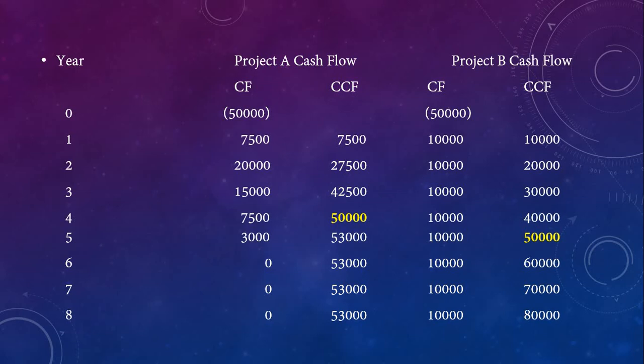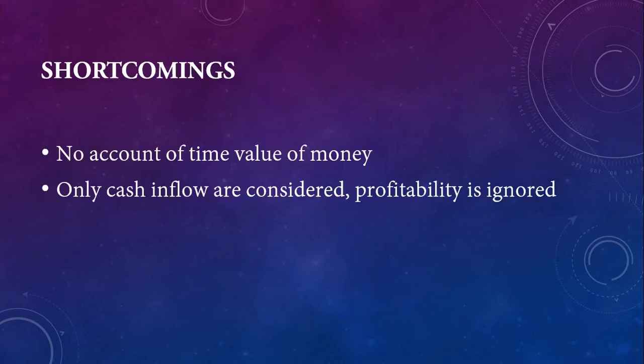So in project A, we can see the cumulative cash flow is 50,000 and which is going to be recovered in 4 years. In project B, we can see that the amount of 50,000 is getting recovered in 5 years. So if you decide, then definitely project A will be selected as it is recovering the amount in just 4 years. So I hope you have been able to understand.